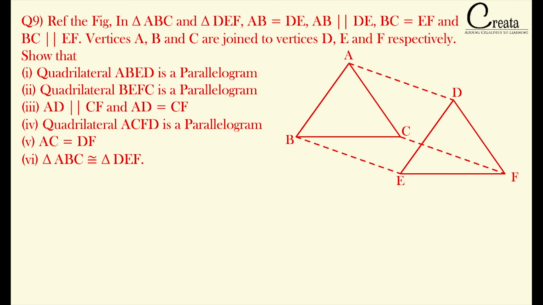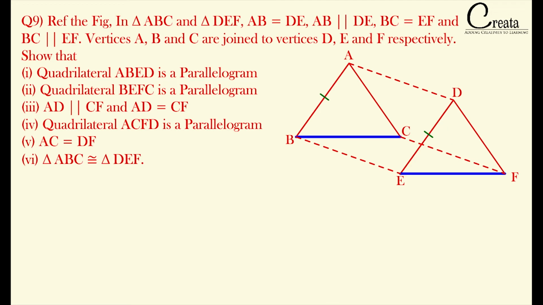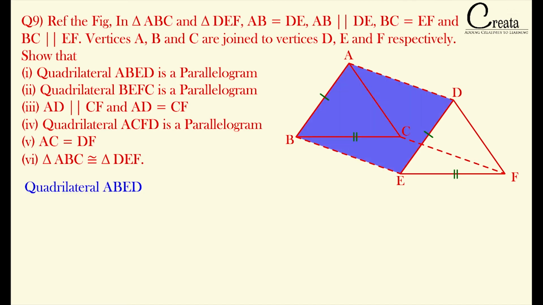Huge question. Firstly, let's refer the figure. In the figure, two triangles ABC and DEF are given, and AB and DE are given as equal and parallel. And BC and EF are also given as equal and parallel. If you observe, ABED is forming a quadrilateral, the four sides. And it is given AB and DE are parallel and equal to each other.